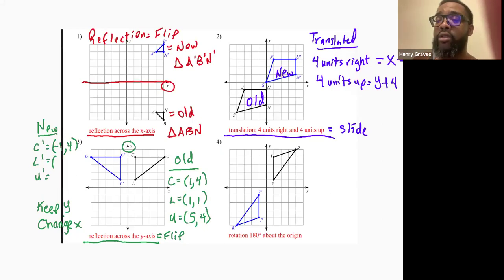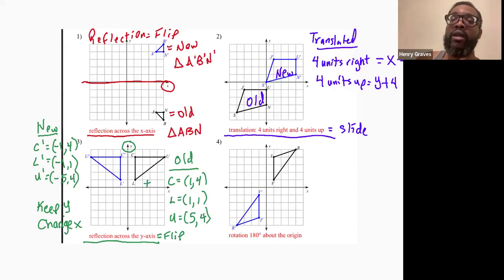And then U is going to go from positive 5, 4 to negative 5, comma 4. So that's why I go from positive x to negative x, because I reflect over the y-axis.